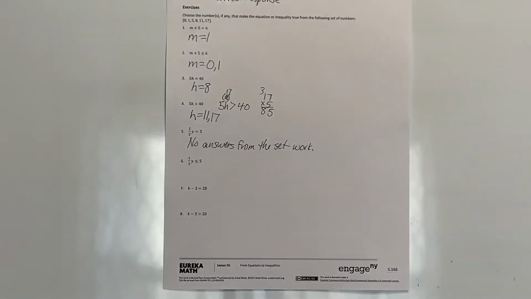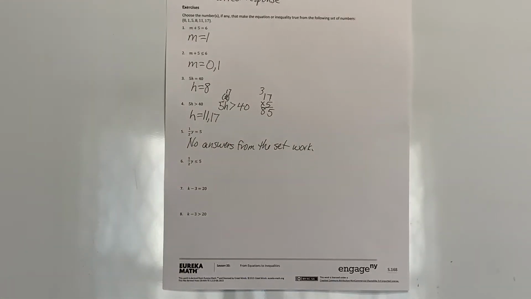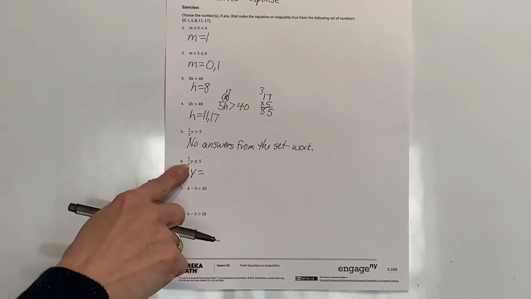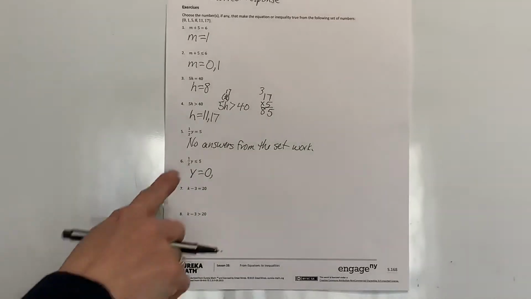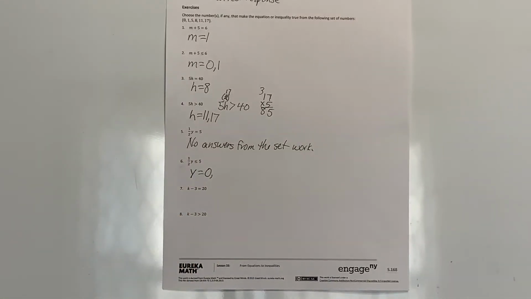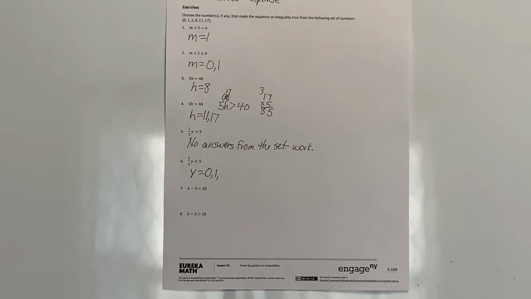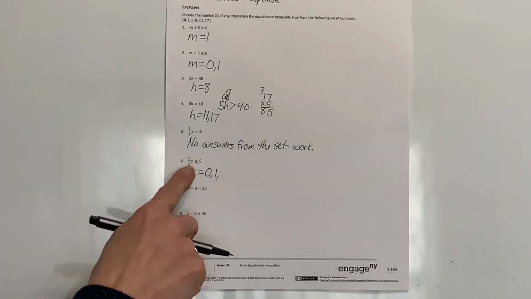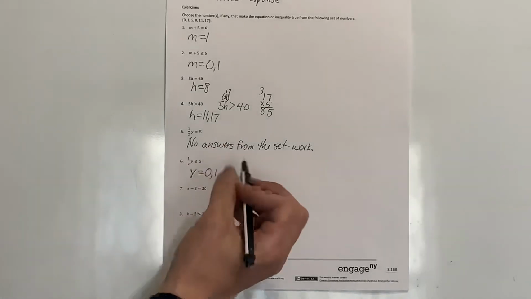Okay, well, what about if I did half y is less than 5? So can I put any of these in here and get an answer of less than 5? Well, y could equal, if I put 0 in here, I've got 0 times half, which would be 0. So 0 is less than 5. What if I put 1 here? Well, what's half of 1? Half of 1 is half, and half is less than 5. So 1 will work. What if I put 5 in there? Half of 5 would be 2.5, and 2.5 is less than 5.